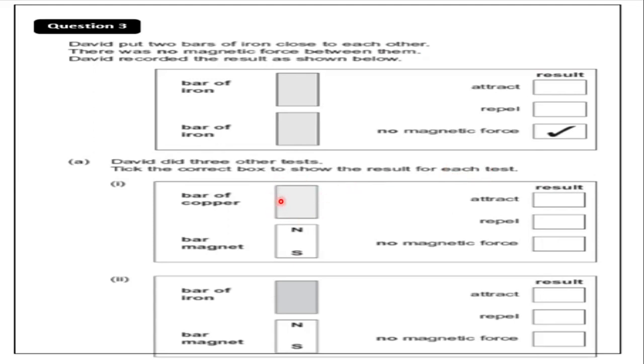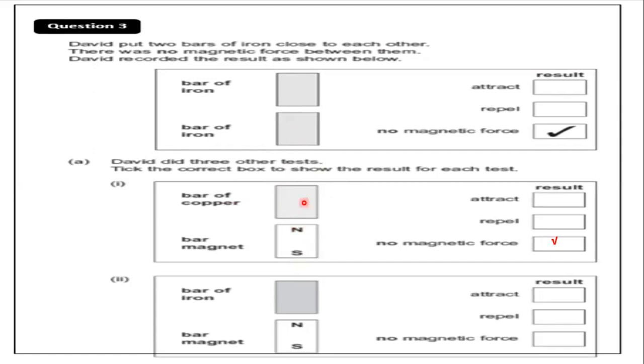So here he approached a bar of copper to a bar of magnet. If you remember, we said that the magnetic metals are iron, cobalt, nickel, and steel. Copper is not one of them, because some of you still get confused between copper and cobalt. It's cobalt, not copper. The magnetic metal is cobalt, not copper. So in this case, nothing will happen between those two, so no magnetic force.